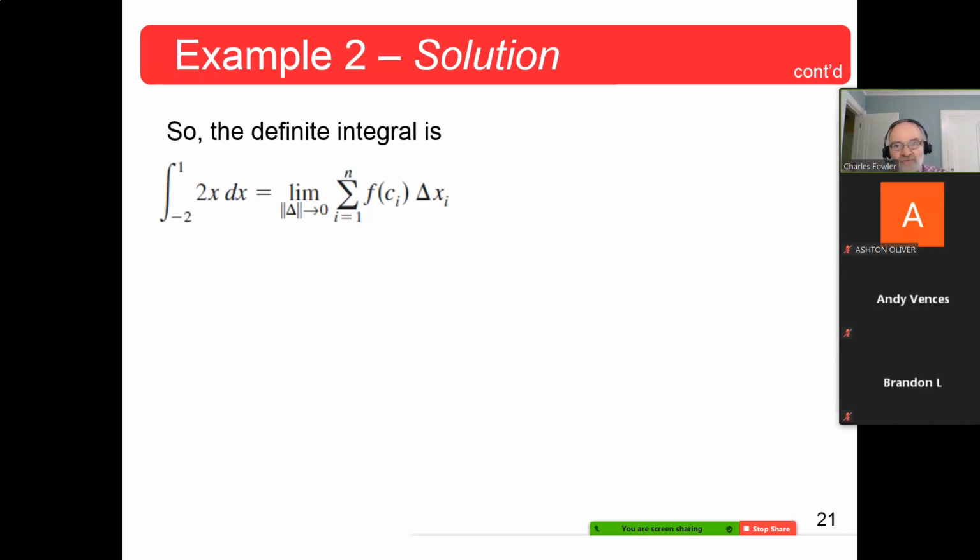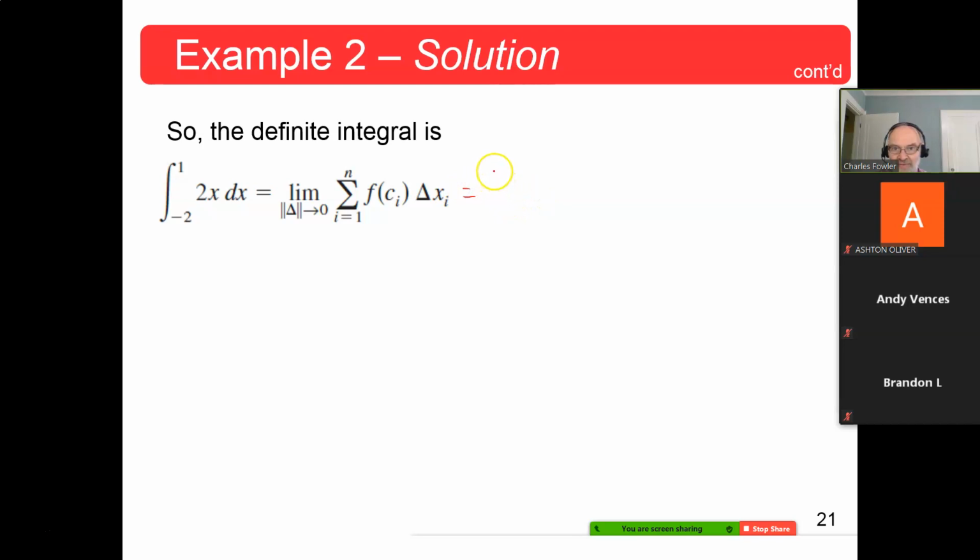All right. So here's a definite integral from -2 to 1 of 2x dx. That would be the limit as your norm, that's what that stands for, the largest interval on which you've broken it down, as that norm is approaching 0, the biggest one's approaching 0, so all of them are approaching 0, of this summation, i equal 1 to n of f of c sub i delta x sub i. Okay, so let's break that down a little further.